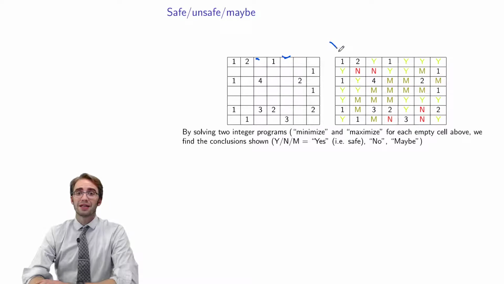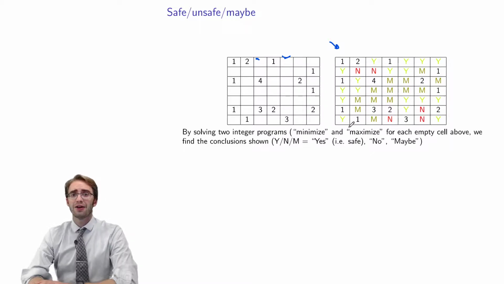And I've written the answers that you would get to this particular board configuration here on the right. So the greens have a letter Y. The green Ys mean yes, which means it's safe to play here. The red Ns are a no, which means there's definitely a mine here. And then the brown Ms stand for maybe, which means maybe it's safe, maybe it's not.